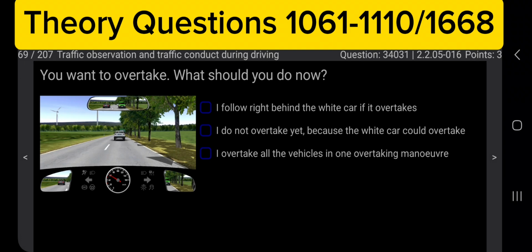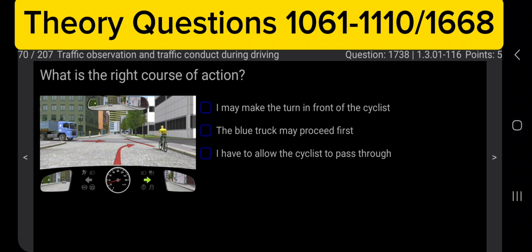I follow right behind the white car if it overtakes. I do not overtake yet, because the white car could overtake. I overtake all the vehicles in one overtaking maneuver. What is the right course of action? I may make the turn in front of the cyclist. The blue truck may proceed first. I have to allow the cyclist to pass through.